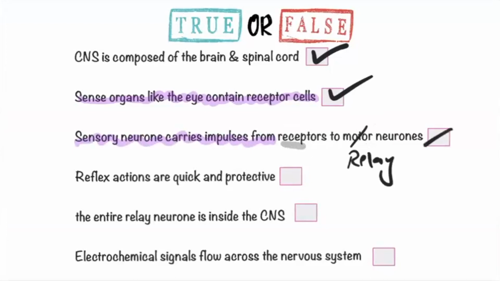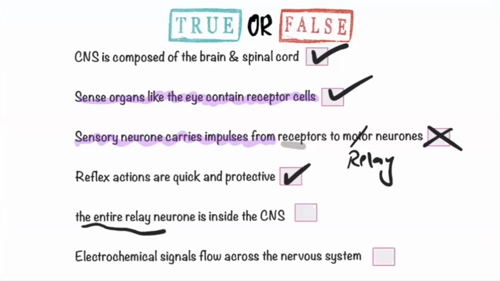So that's not true. Reflex actions are quick and ejected, right? Does that sound true or false? This is actually true, right? Because that's what a reflexive action is all about. It is about doing a quick action to protect you from any possible danger.